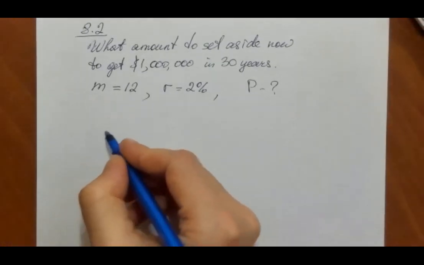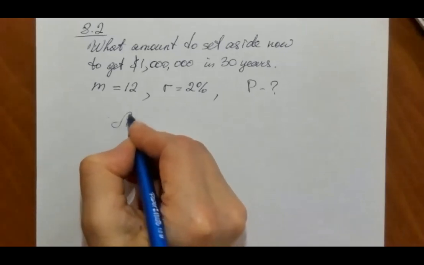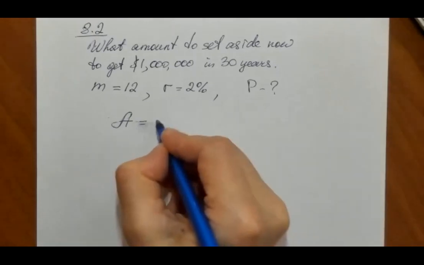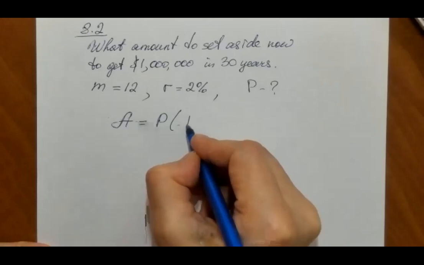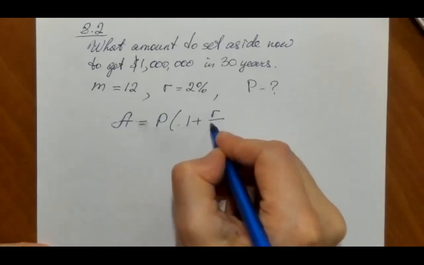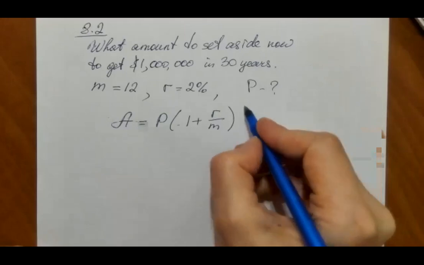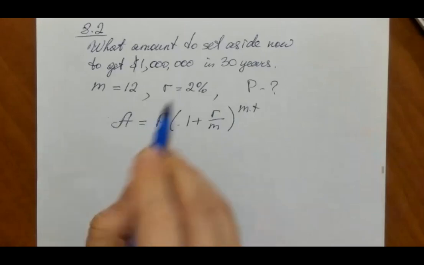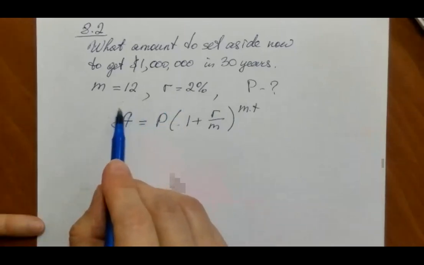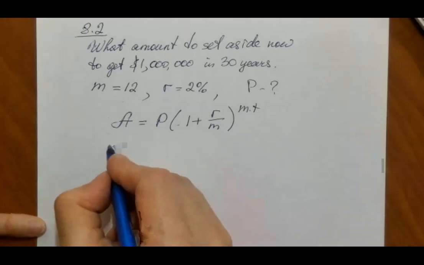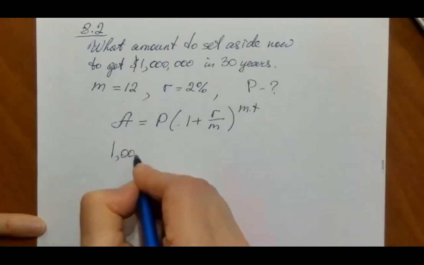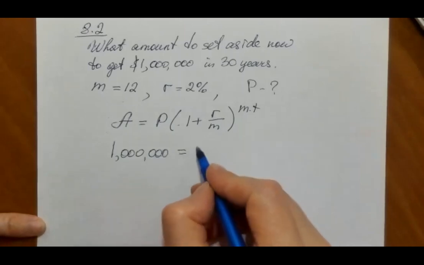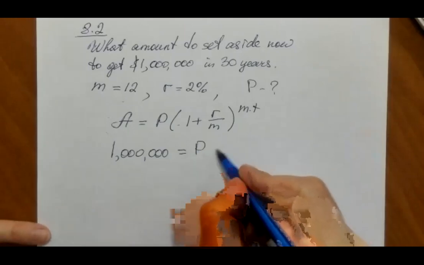So we will use the compound interest formula. Amount on a contract after some years equals principal times (1 plus r over m) raised to the power n, or m times t. Amount on the contract that we want to get after 30 years is 1 and 6 zeros. Equals principal, the unknown P.